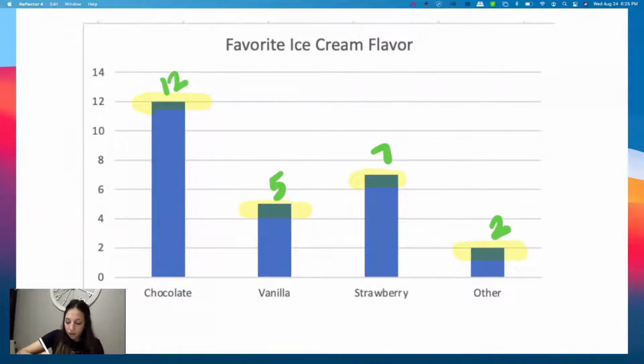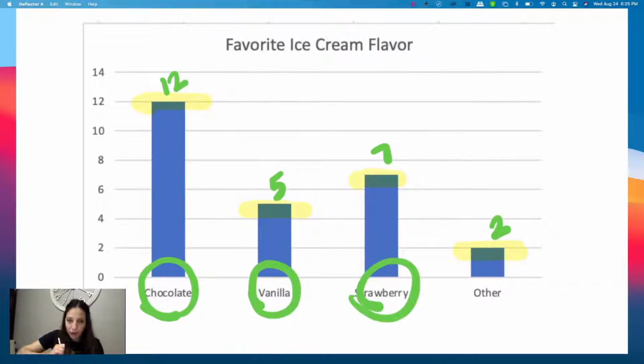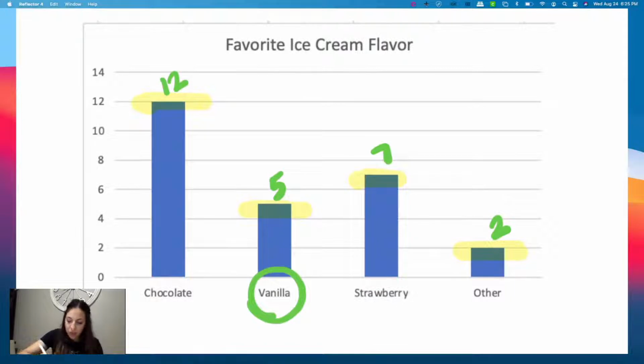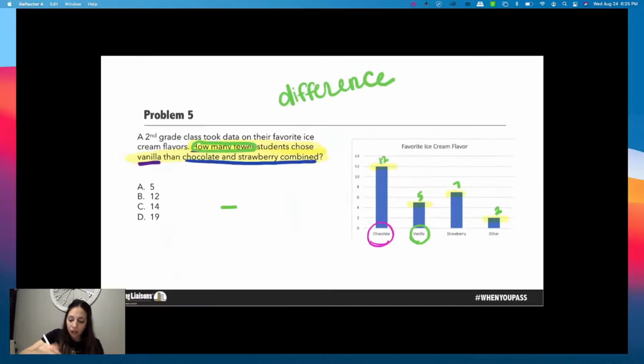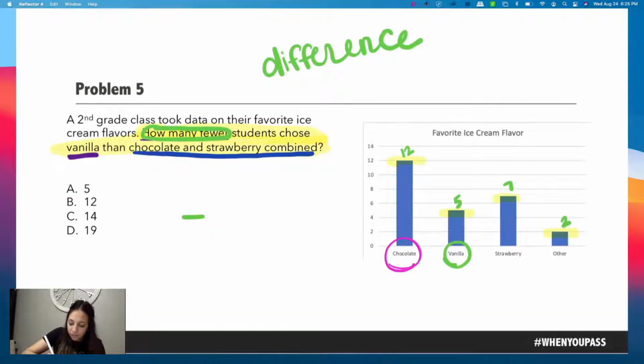I know I'm looking for vanilla and chocolate and strawberry combined. So I'm going to use a different color for that. Vanilla and chocolate and strawberry combined. So how many vanilla are there? There are 5 vanilla. How many chocolate and strawberry are there?